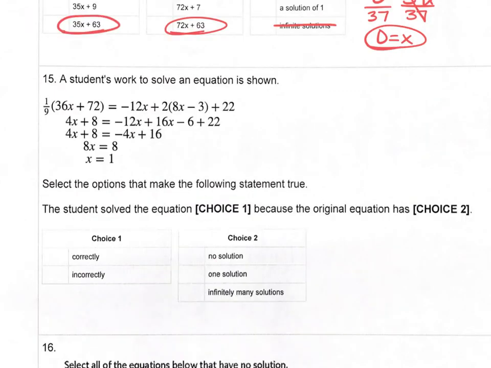Number 15, it gives us a student's work in solving an equation, and the first choice asks if it's correct or incorrect. I would start a problem like this by going ahead and just working the problem myself and seeing if it was the same. So we do distributive property. A ninth of 36x is 4x. A ninth of 72 is 8, equals 12x. 2 times 8x is 16x. 2 times negative 3 is negative 6.